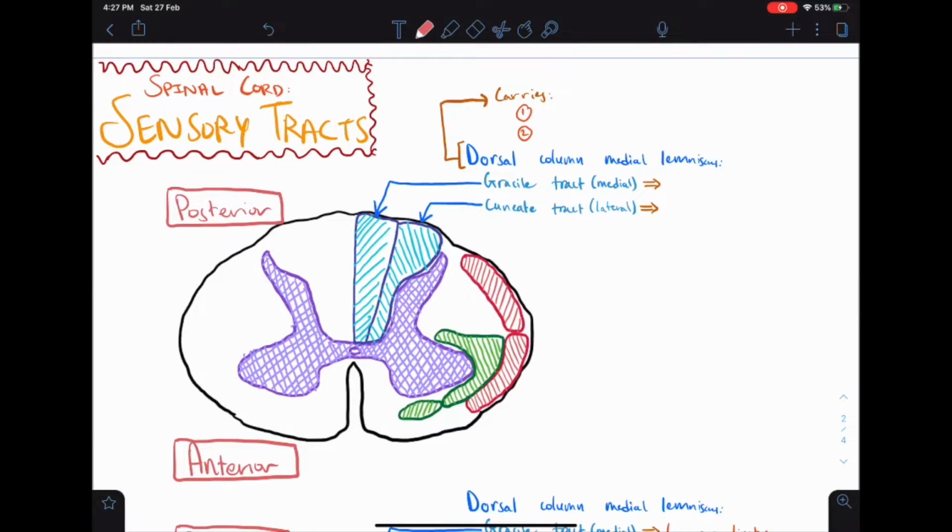Okay, hello. This video is going to be about the sensory tracts of the spinal cord. And there are three main tracts that will be discussed in this video, which are the dorsal column, medial lemniscus, the spinocerebellar, and the spinothalamic tracts.